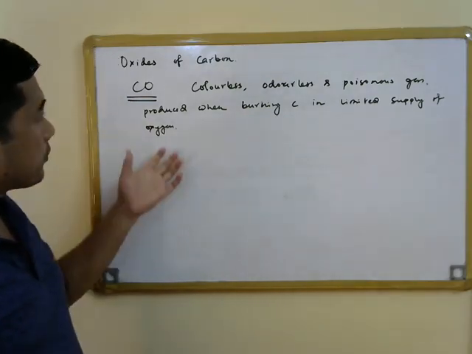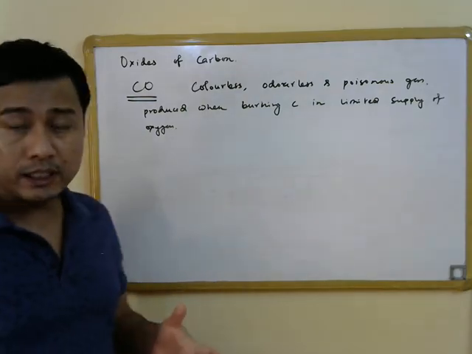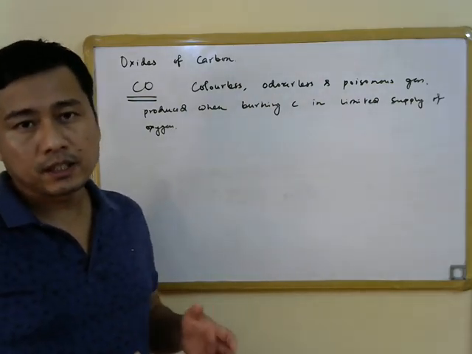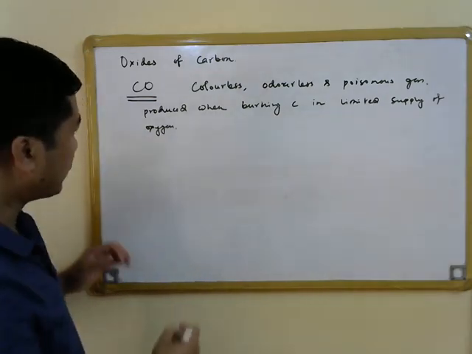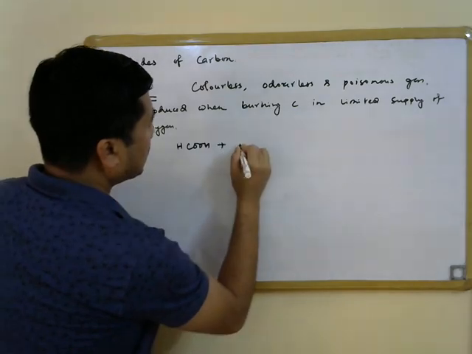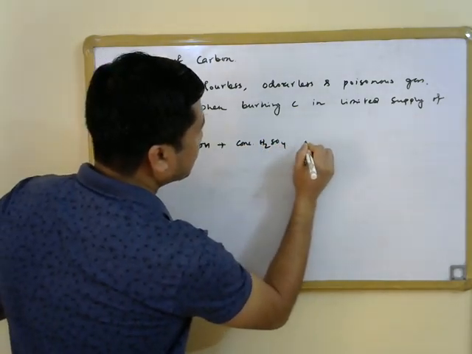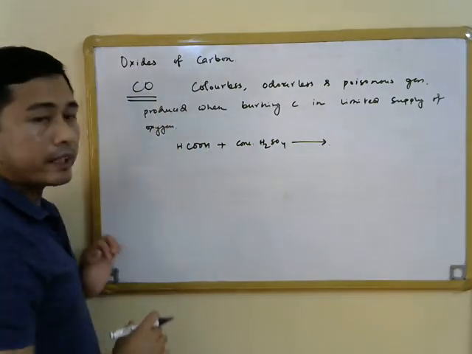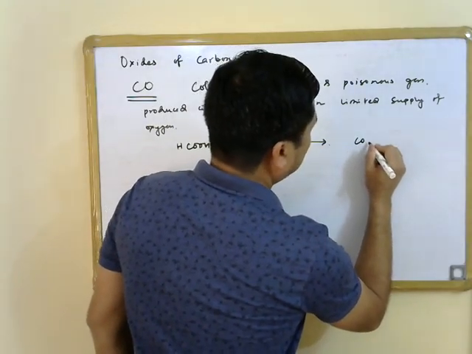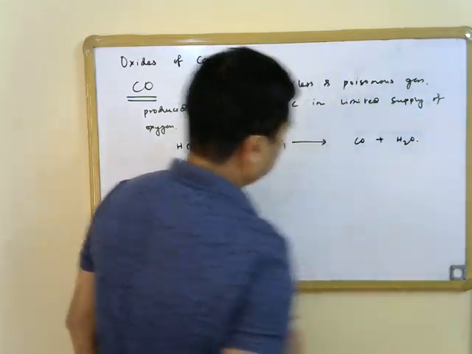The laboratory method of preparation of carbon monoxide essentially involves dehydration of formic acid using concentrated H2SO4. One can take formic acid, and when it is treated with concentrated H2SO4, dehydration of formic acid occurs, and this eventually results in the formation of carbon monoxide and water.